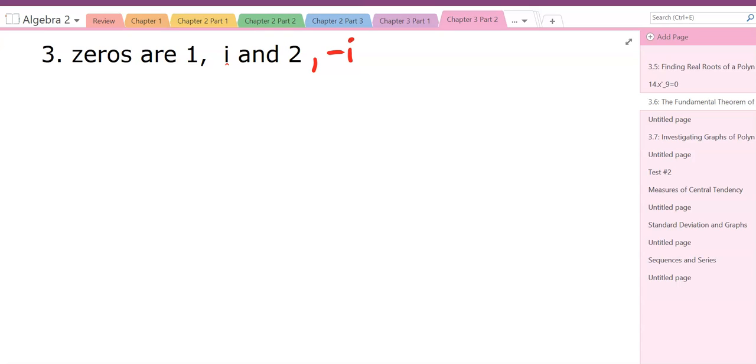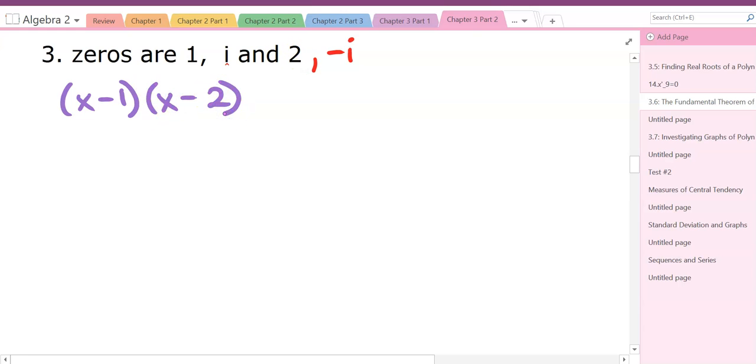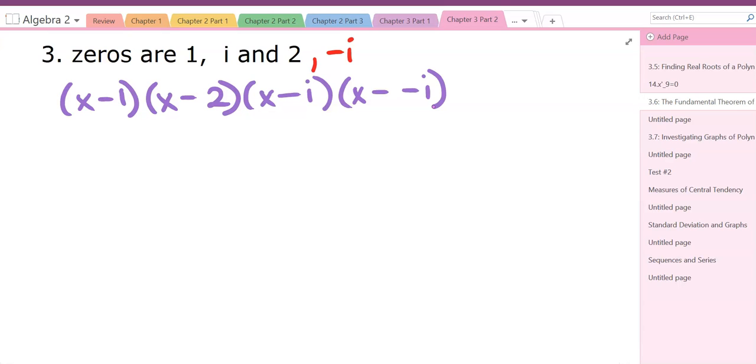Now setting it up looks exactly like what we were just doing. So I'm going to do x minus 1. I'm going to go ahead and skip over here and do x minus 2. I'm going to keep my real numbers together, and then I'm going to stick my imaginary numbers together. So it's going to be x minus i, and then x minus a negative i. Which again, because it's x minus a negative, I can change that to a plus sign. So if you guys want to go ahead and just change this up here right away, you can.